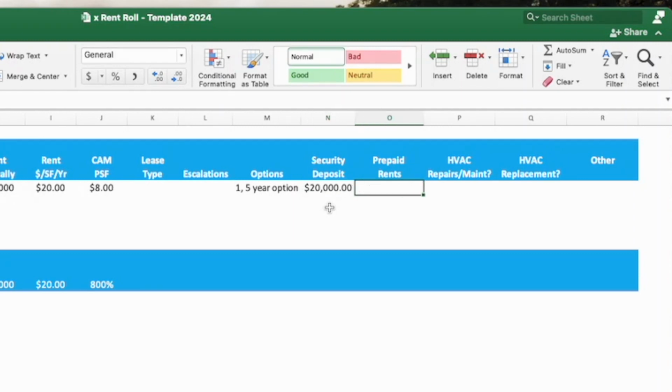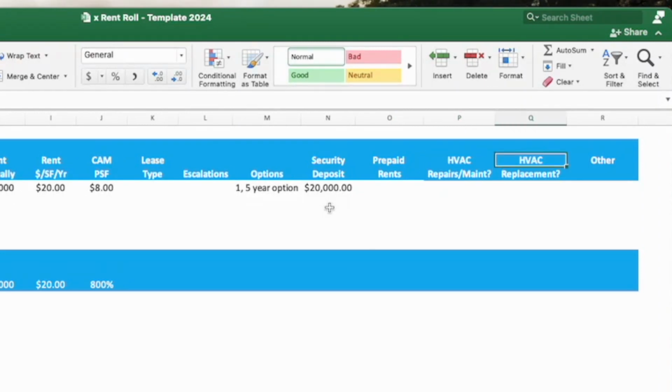Next is prepaid rents. Regarding prepaid rents, sometimes the tenant will move in and pay you first month's rent plus the last month's rent and a deposit. If they pay the deposit, it's already here, right? But what about that last month of rent? You want to make sure you make note of it so that you ask for it at closing as a credit.